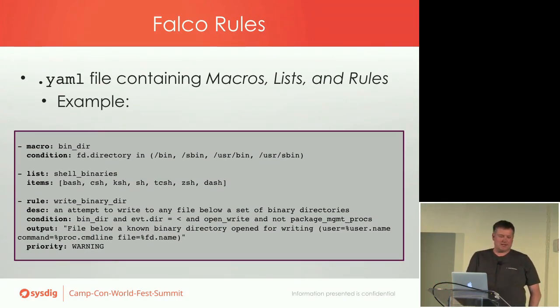Lists are basically kind of a lot like macros. They just don't have to be filtering expressions. They're literally YAML lists, so they just get stuffed in whenever they're referred to. And rules, this is the interesting part. It basically has a name, a description, a condition, an output, and a priority. So this is like the meat of it. And a file will generally have lots of these rules and some macros and lists as well.